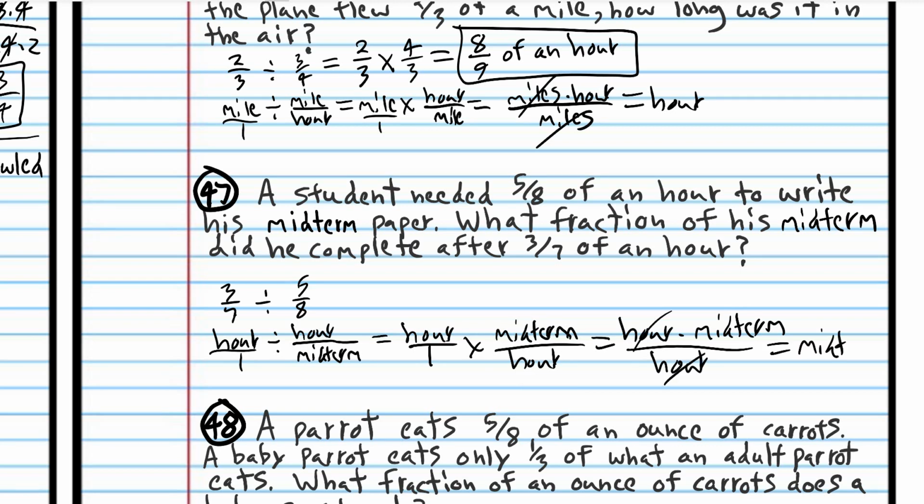Now, is that what we're looking for? Are we looking for midterm? Yes, we are, because it says, what fraction of his midterm did he complete after 3/7 of an hour? So we're doing it the correct way here.